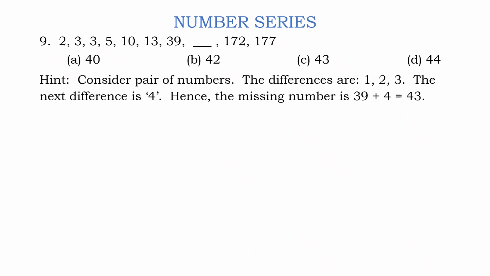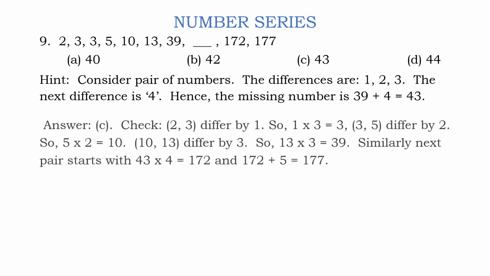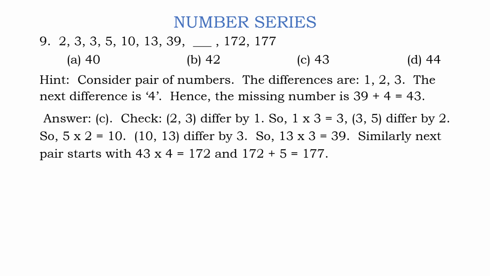Then let us observe the logic in which the series is formed. Here 2 and 3 differ by 1, so 1 into 3 is 3. Here 3 and 5 differ by 2, 2 into 5 is 10. 10 and 13 differ by 3, 3 into 13 is 39. 39 and 43 differ by 4, so 43 into 4 is 172. That is how the sequence is formed.